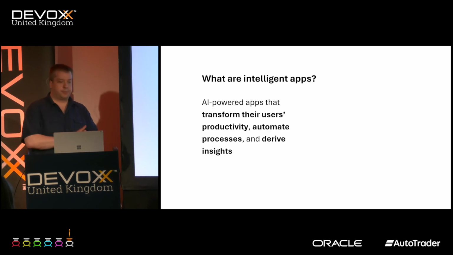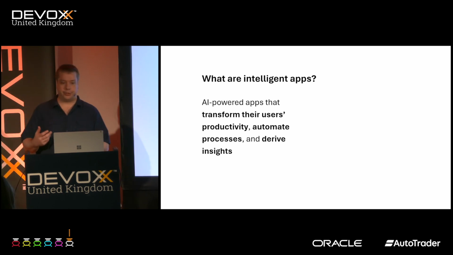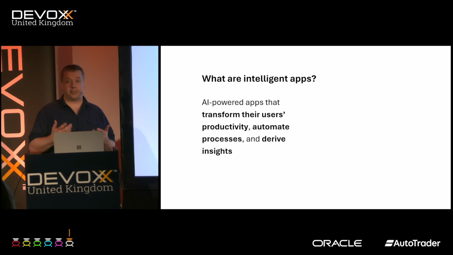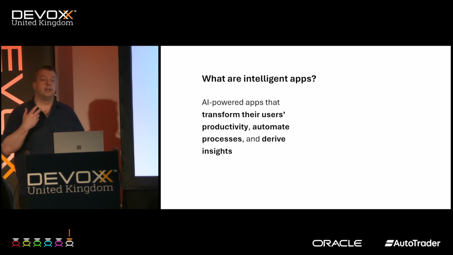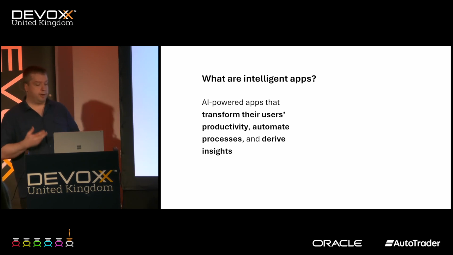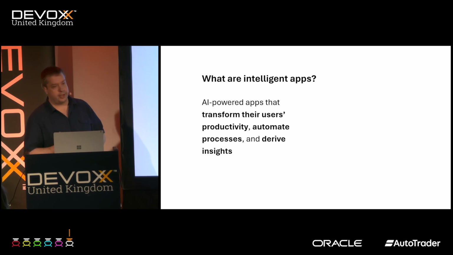First of all, what are intelligent apps? Intelligent apps are effectively apps where you are embedding AI in order to improve productivity, improve automation, and be able to respond to situations that you don't necessarily have an explicit rule about responding to, making it more flexible for the end user. And also the ability to derive greater insights into your data.